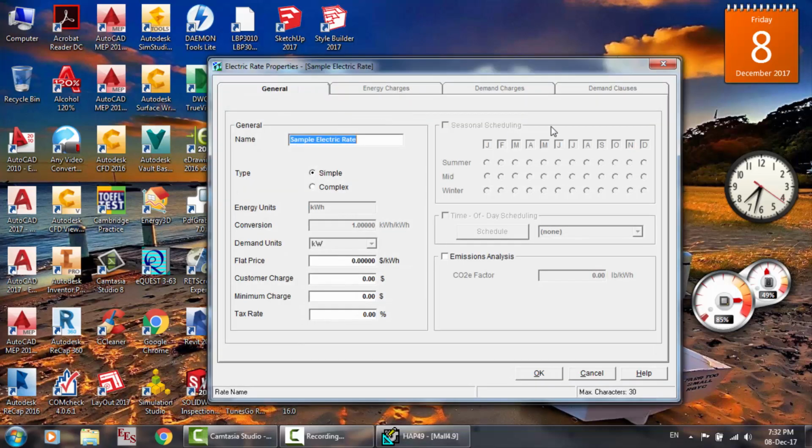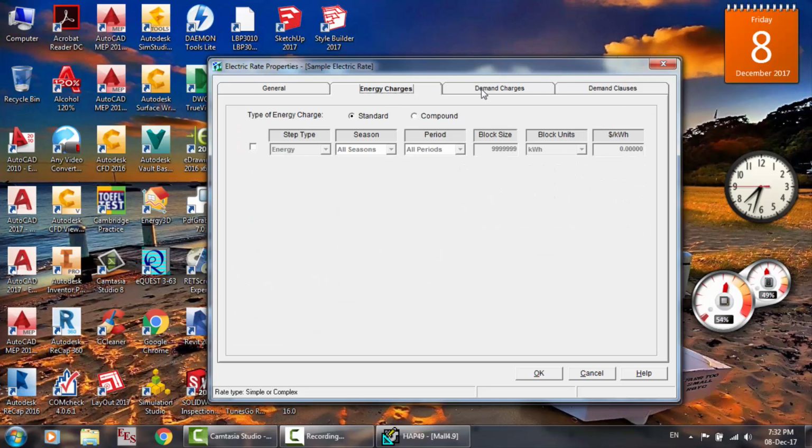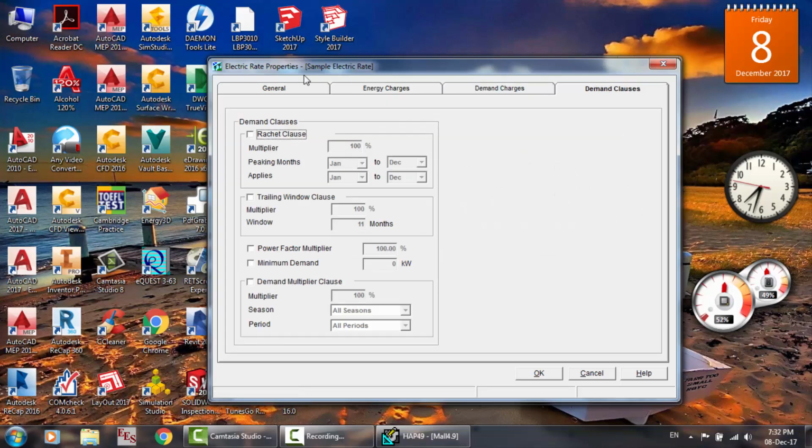Open, new, default. Okay, so here is the general tab. Notice that we have the general tab here. Here is the sample electric rate. You can make the name here or type the rate name here. You have two systems, simple or complex. If you click on complex, you'll find that we have energy charges and demand clauses.